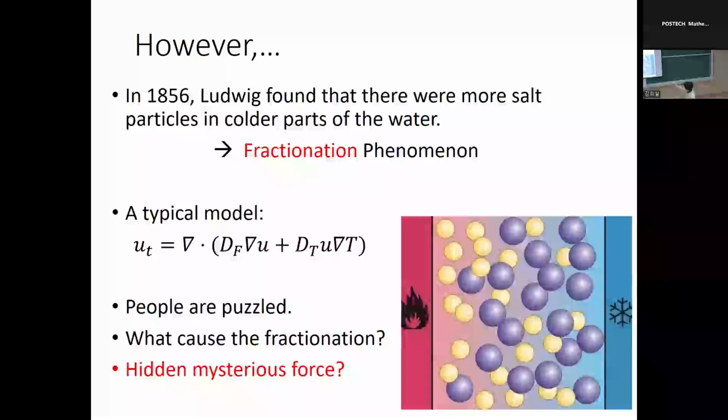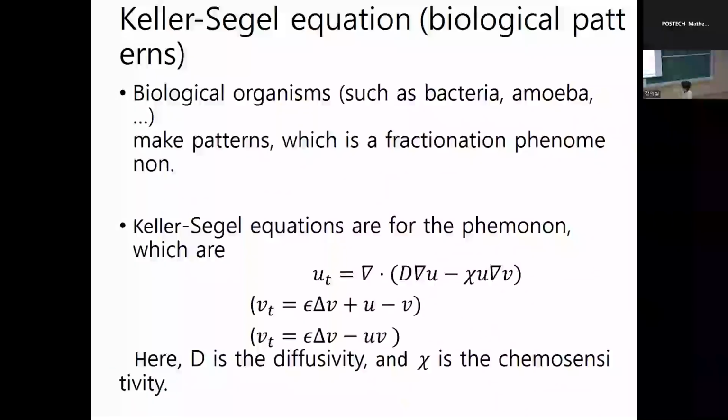But this kind of phenomenon actually appears in many places. For example, in Keller-Segel equations in biology, you may consider bacteria or amoeba. They look like they are moving very randomly, without knowing the information, some random movement, but somehow fractionation appears. Somewhere more bacteria, somewhere less, depending on the chemical food resource or some kind of chemical signal. Why does that happen?